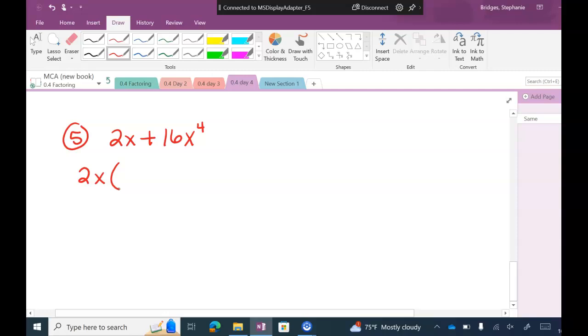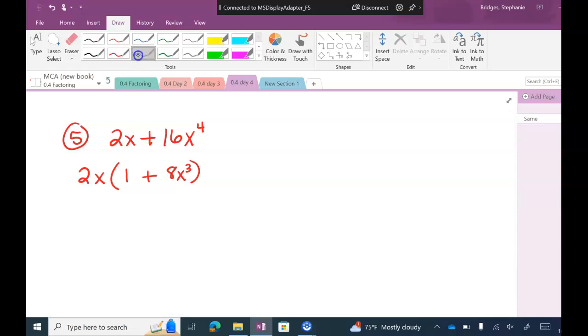And if I do that, 2x divided by 2x is 1. Plus 16x to the fourth divided by 2x is going to be 8x to the third. If you don't pull that x out, you don't have cubes, so you can't factor. Are 1 and 8x to the third both perfect cubes? Yes. Okay. So let's list our a and our b.